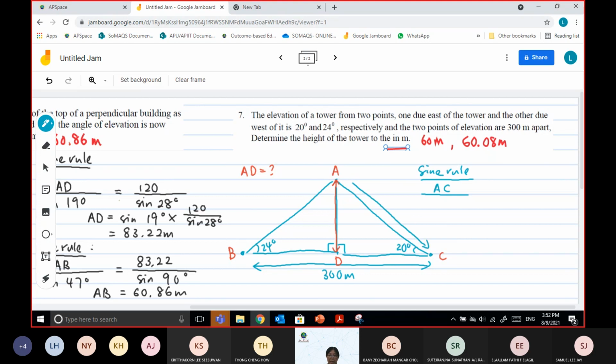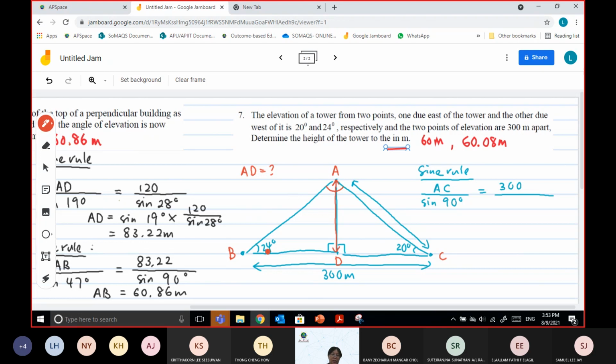Okay, the corresponding angle is 90 degrees, so sine 90 degrees. Next I can use another length, which is 300 meters. That's the only length I have from the triangle. Then I need this angle. So what is this angle?